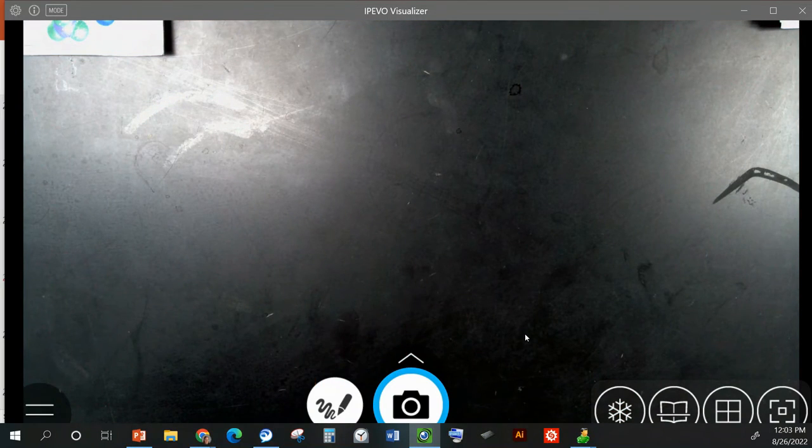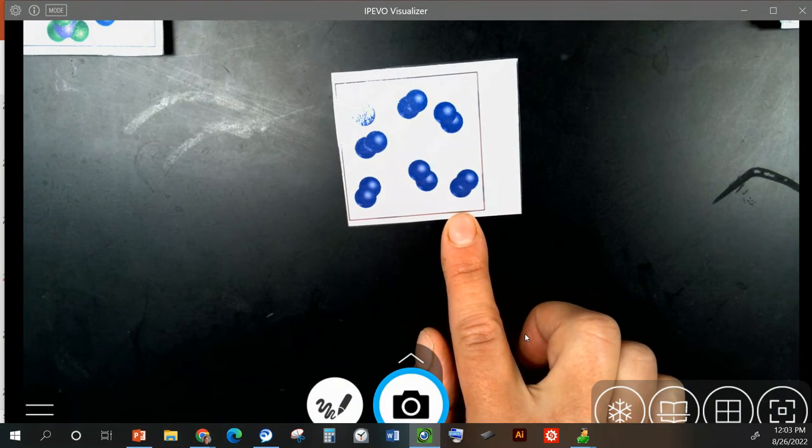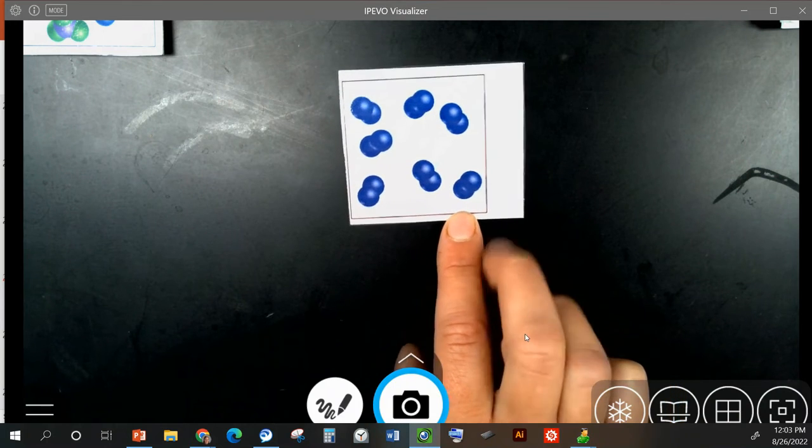Okay, any other ones you're confused about? This is a mixture. I said it was a compound. What about this one? Pure. It's a pure substance, good. Good, what else would this be? Anything else?